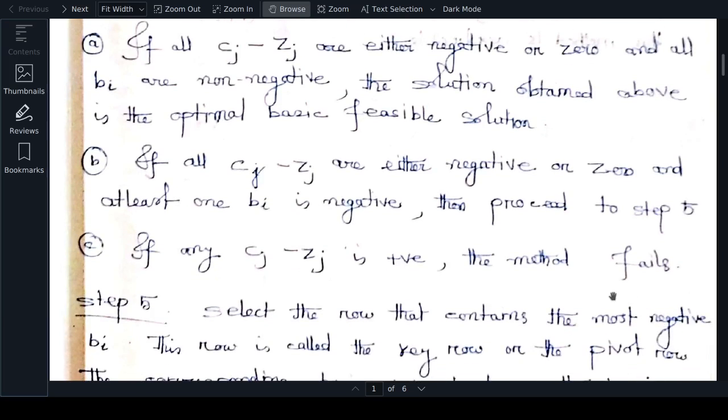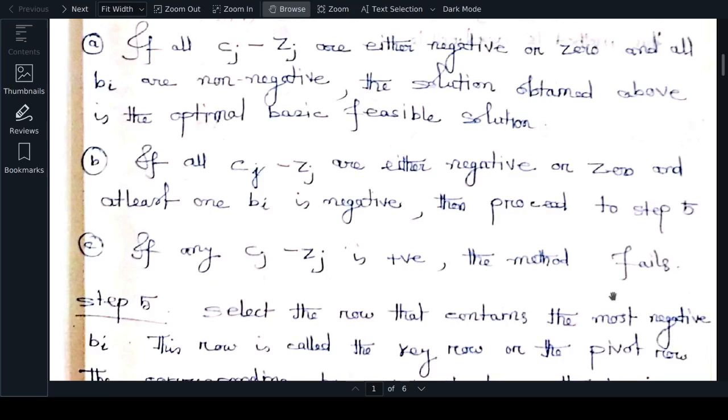Next, case 3, another case may arise. If any Cj minus Zj is positive, the method fails. So this is one of the important ones. The dual simplex algorithm fails if any value of delta j is positive, then we cannot apply the dual simplex algorithm. So the third case is important.